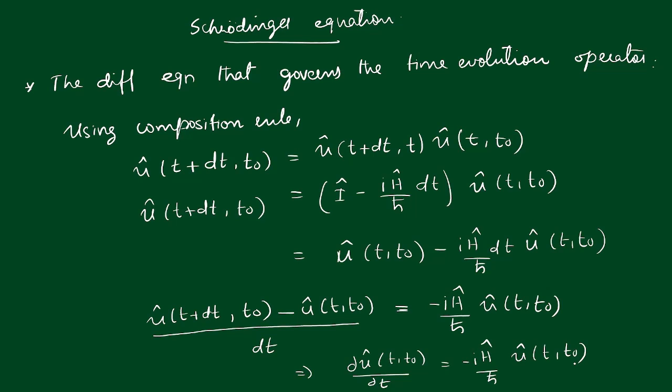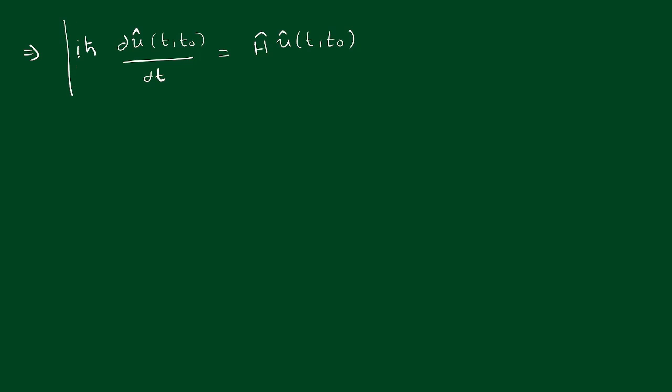Is that okay? Right, so now you just cross multiply, there's a minus i h cross there, so I can finally write it like this: i h cross partial derivative, okay, is equal to... So this is the fundamental equation, the differential equation obeyed by our unitary operator.